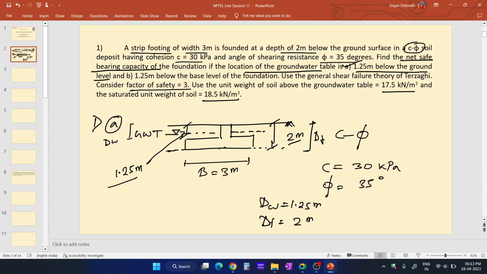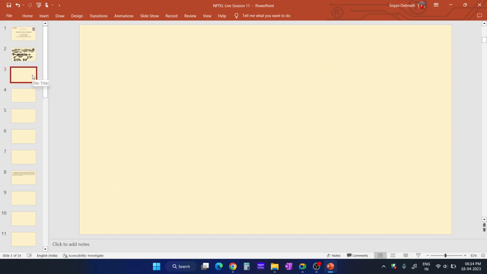Okay, so you see, the unit weight of soil above the groundwater table, gamma, is 17.5 kilonewton per meter cube. The saturated unit weight of soil, gamma sat, is 18.5 kilonewton per meter cube. So what will be the overburden pressure at the foundation base level? You can write it like this.